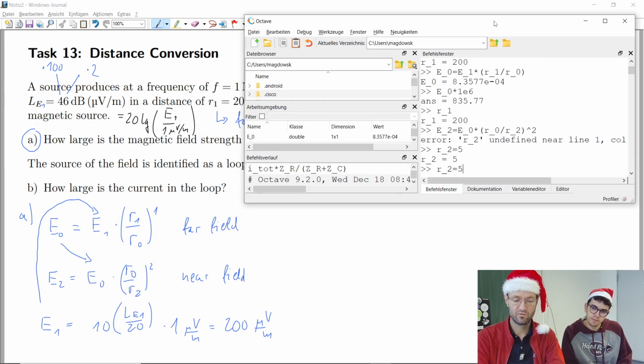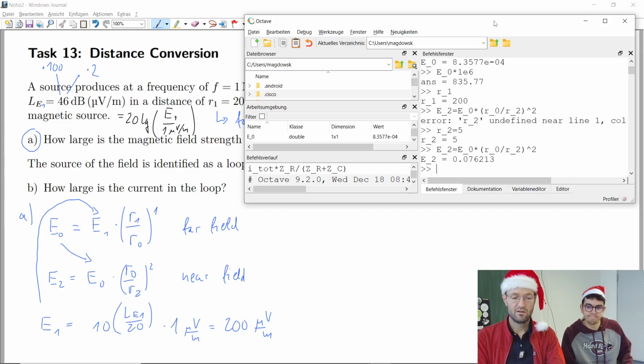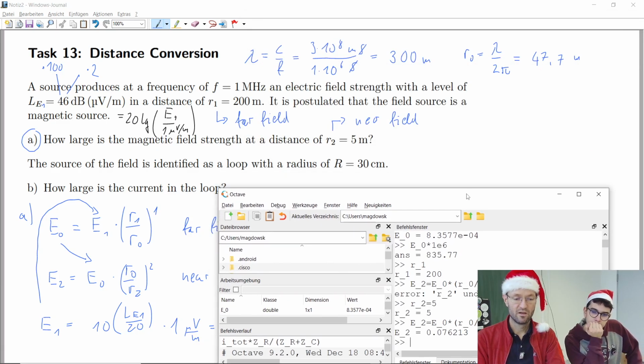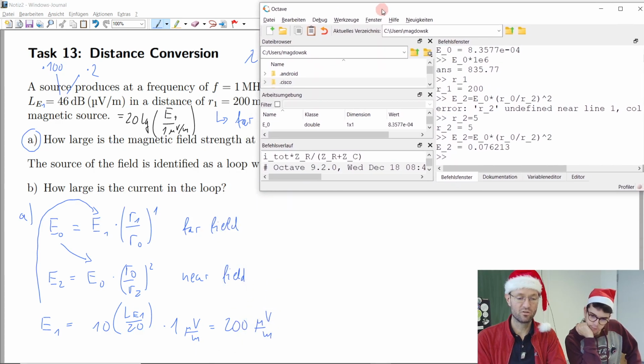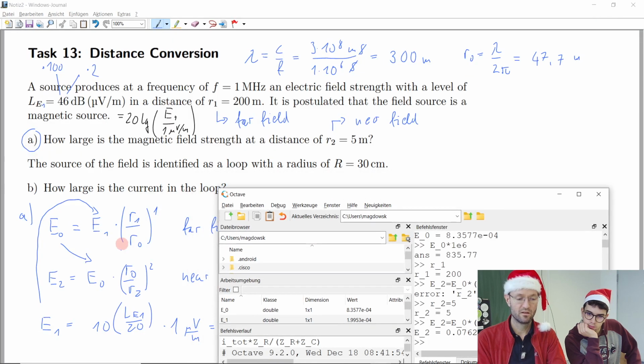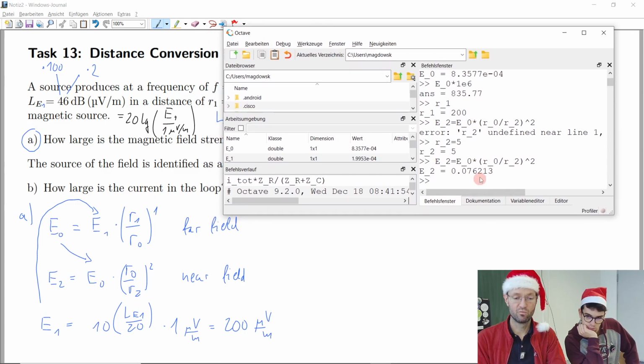And so if we take this and calculate it, of course it grows larger. We go approximately from 50 meter to 5 meter, so we decrease the distance by a factor of 10. So our field strength should get larger by a factor of 10 squared, so we increase by 100 approximately. And so we go from 800 microvolts per meter to 80,000 microvolts per meter, and 80,000 microvolts per meter are approximately 80 millivolts per meter.